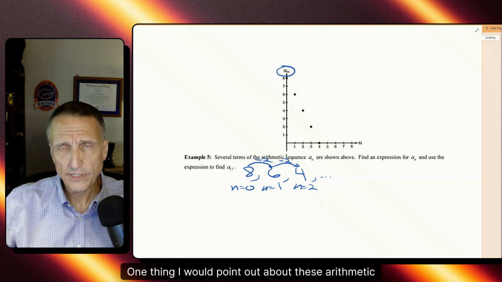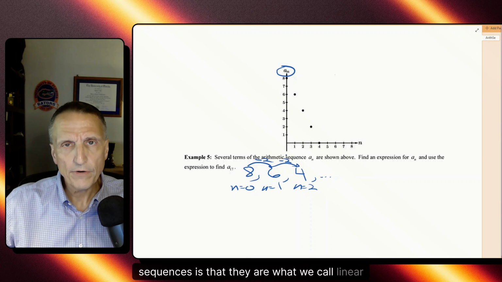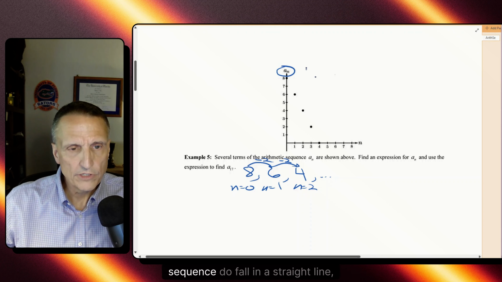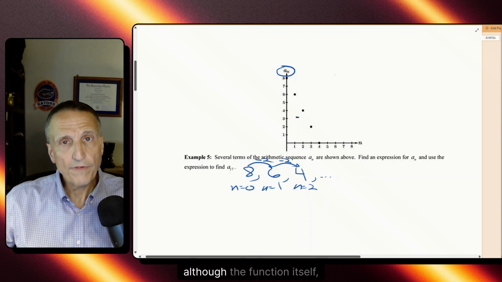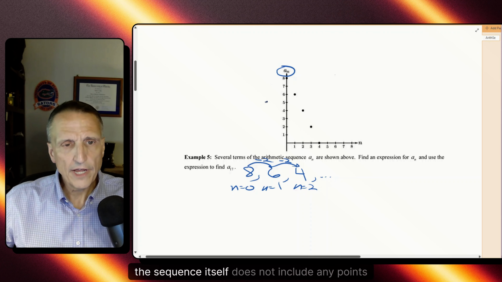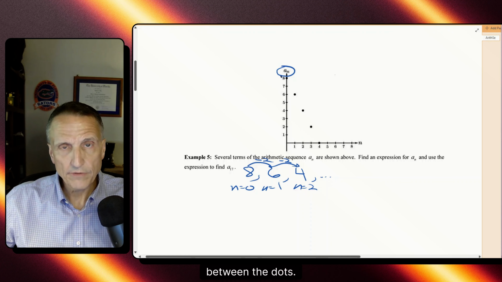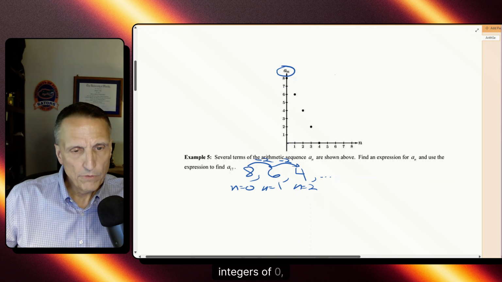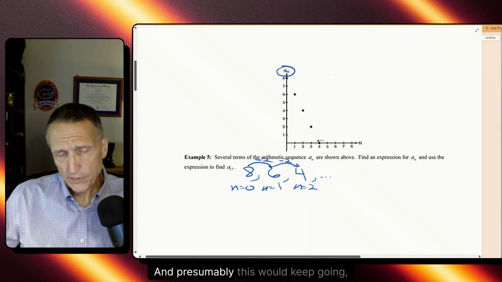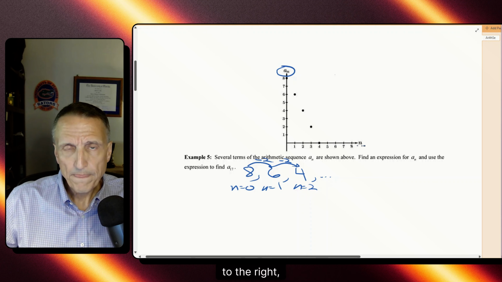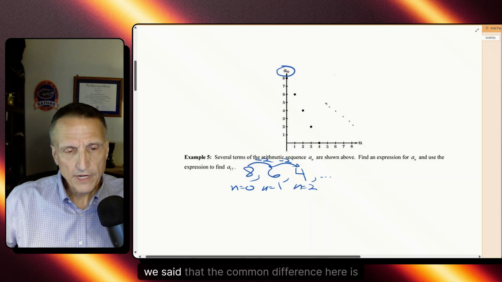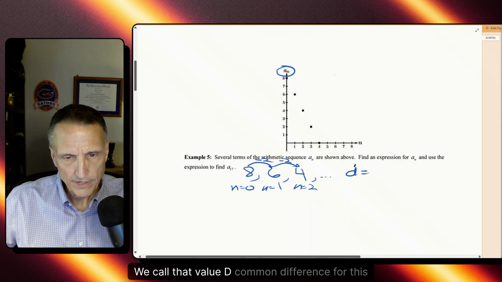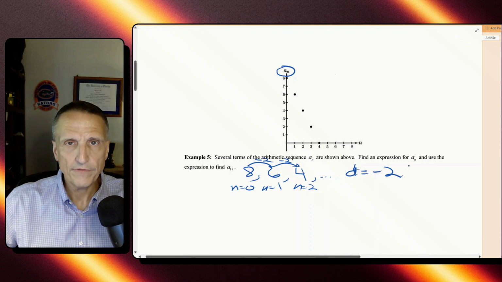One thing I would point out about these arithmetic sequences is that they are what we call linear discrete functions. They're linear because the dots that make up the sequence do fall in a straight line, although the sequence itself does not include any points between the dots. So the domain of this function is only the integers 0, 1, 2, 3, 4, and presumably this would keep going to the right. But discrete linear. Now, we said that the common difference here is -2. We call that value d, the common difference, for this arithmetic sequence, -2.